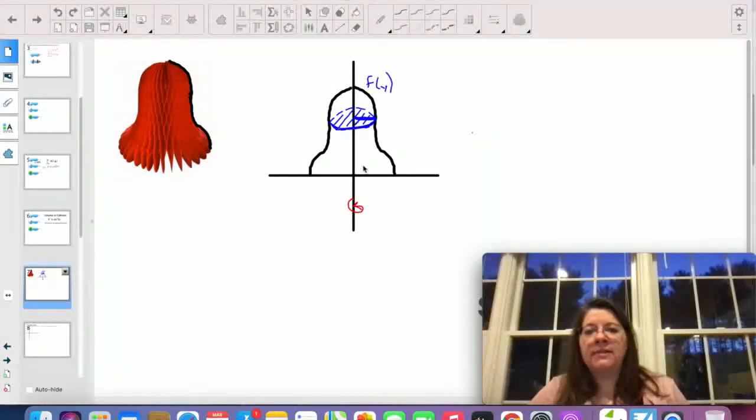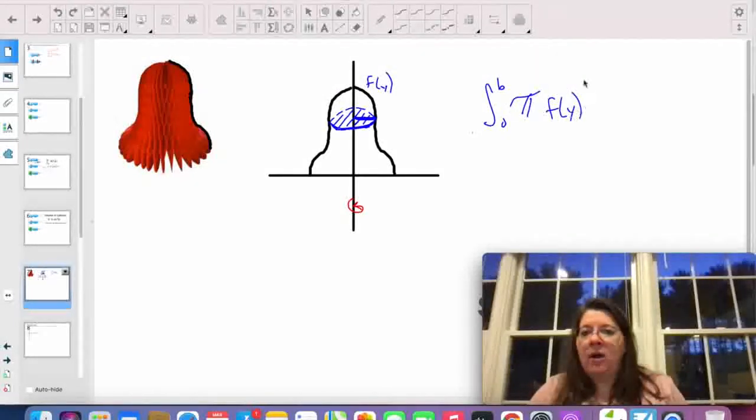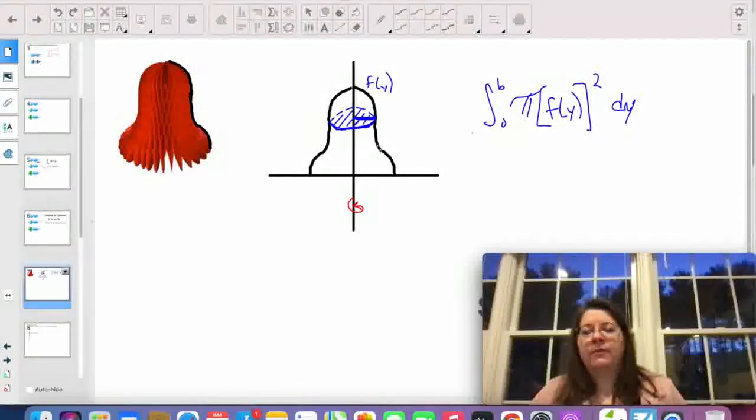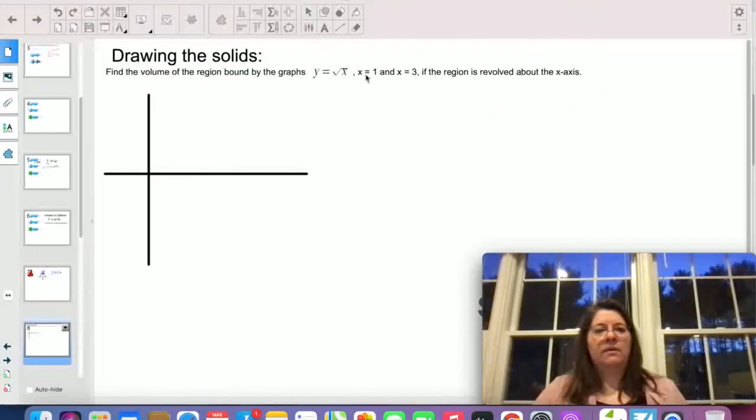So if I'm going to set this one up, notice this function goes from 0 to whatever this is. We'll call it b. So it goes from 0 to b. So it's the integral from 0 to b of pi times r, and my r will be squared, and then our thickness would be dy. And that would be the setup for finding the area, or for finding the volume of this shape as it rotates around the y-axis.